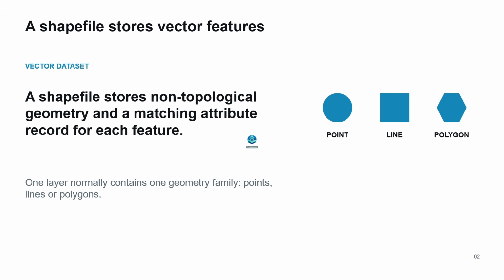It stores geographic features as coordinates together with descriptive attributes. For example, wells may be represented as points, roads as lines, and administrative boundaries as polygons. A single shapefile layer normally contains only one geometry type. It is called non-topological because it stores individual shapes without a built-in topology model for rules such as shared boundaries or network connectivity.